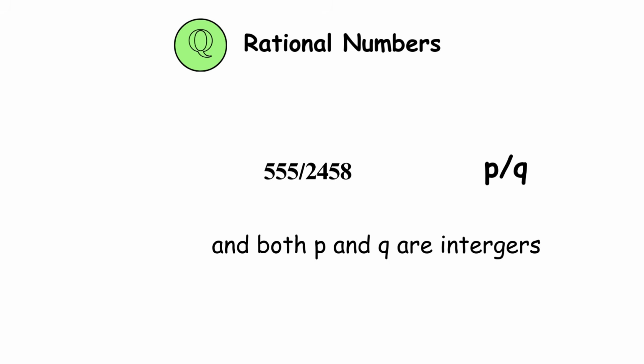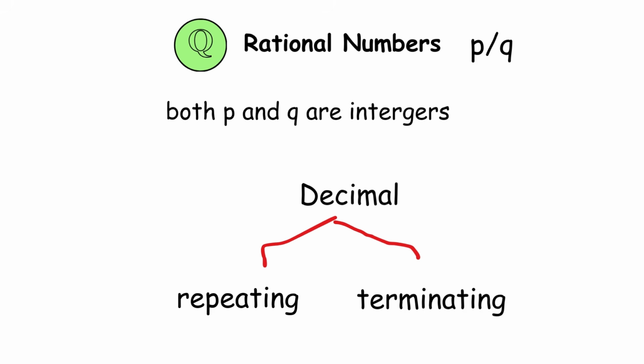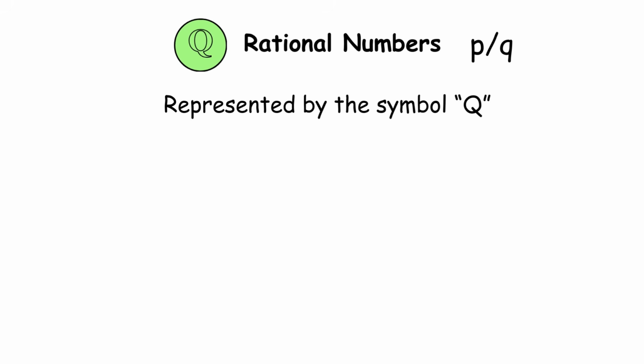Rational numbers are numbers that can be written as fractions in the form of p over q, where both the numerator, p, and the denominator, q, are integers. The only rule is that the denominator cannot be 0. These numbers can also be whole numbers or decimals, as long as the decimals are either repeating or terminating. A rational number is represented by the letter Q.